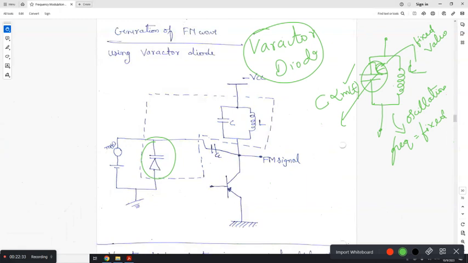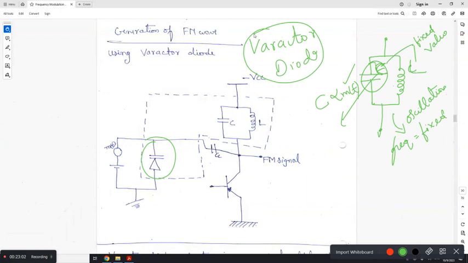And what will this varactor diode do? What is the property of this varactor diode? It is something like voltage to capacitance. Input is voltage variation, output is going to be capacitance variation. The capacitance of the varactor diode will vary according to the input voltage.